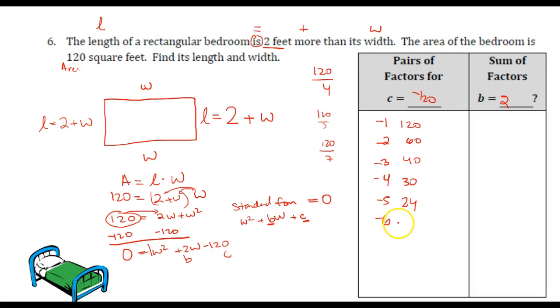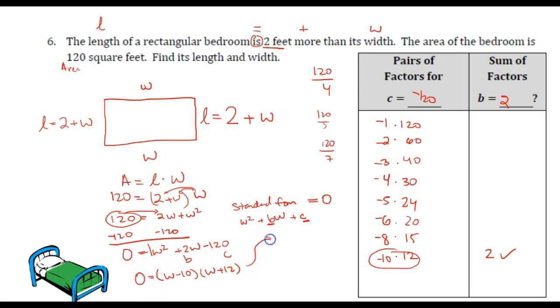Alright, so I found that to be 20. We can try 8 and 15. We can also try 10 and 12. So I made all of these factors negative, and I'm going to see which ones add to get me 2, which would be this one, right? Because they add to get me 2. So my two factors for W are W minus 10 and W plus 12.